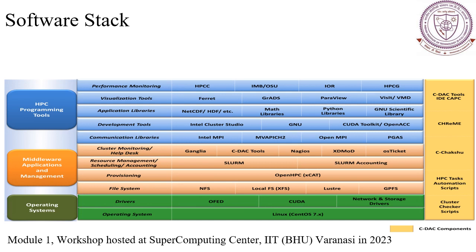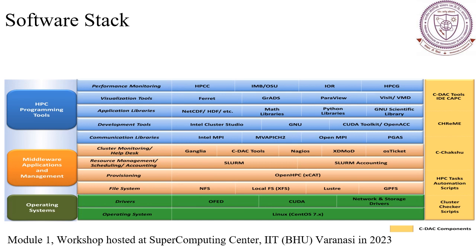Then the second one came, development tools. Development tools are used to develop and compile HPC applications. Some common development tools used in HPC are Intel Cluster Studio, GNU Compiler, and CUDA Toolkit. Intel Cluster Studio is a development tool that is designed for HPC development. It includes a compiler, debugger, performance analyzer, and other tools.